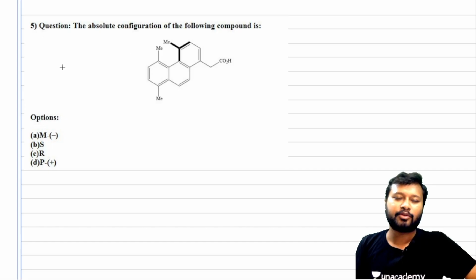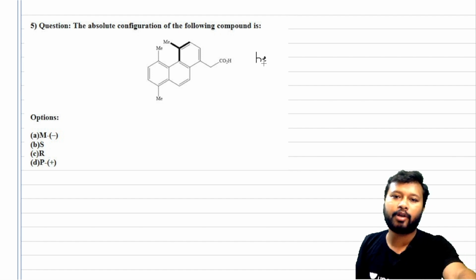Okay, so this is the first question. It says the absolute configuration of the following compound is. The compound is given to you and the options are M minus, S, R or P plus. Basically, this type of molecule has 3 fused rings, all aromatic rings. In this case the compound has chirality due to a helix, called helical chirality.